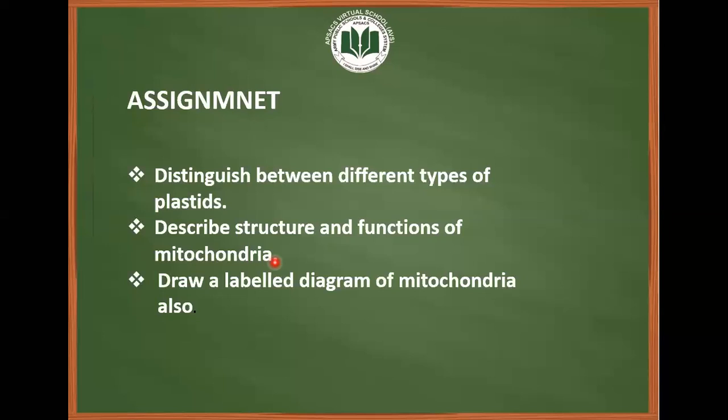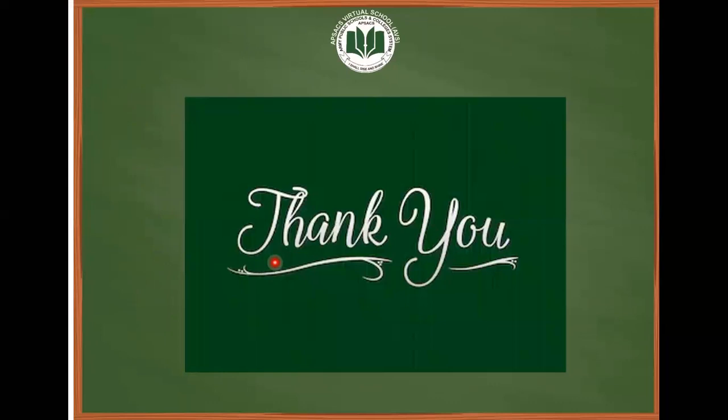So in order to differentiate between different types of plastids, you have to do it in tabular form, mentioning each type and all of its main characteristics. And this is your assignment for this week.